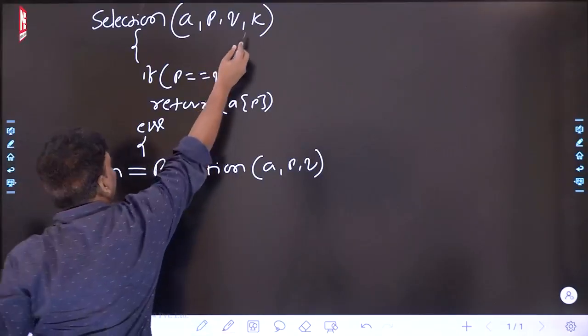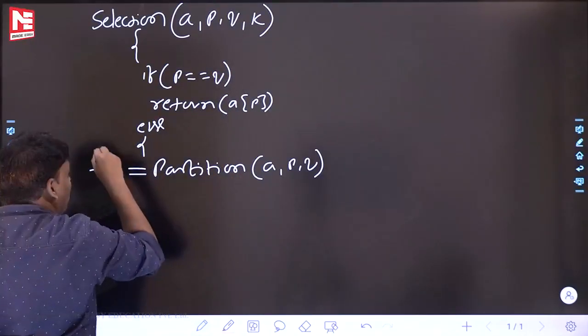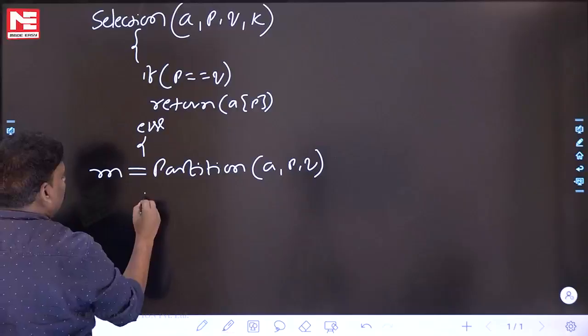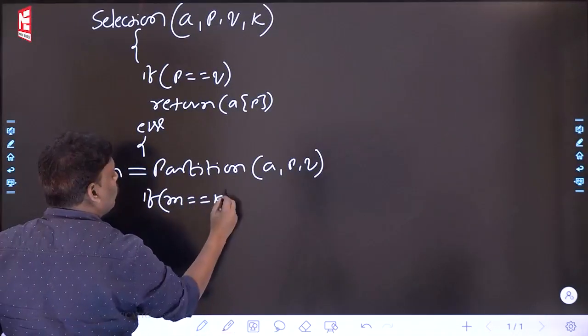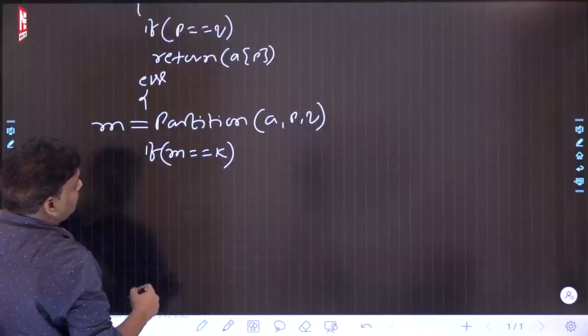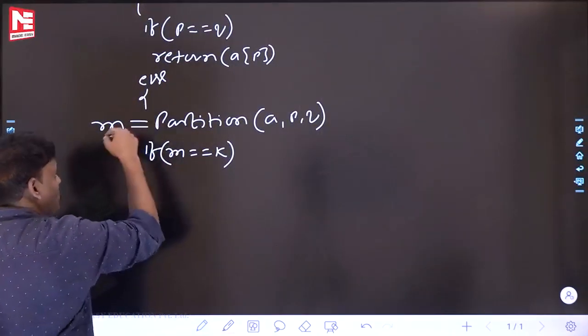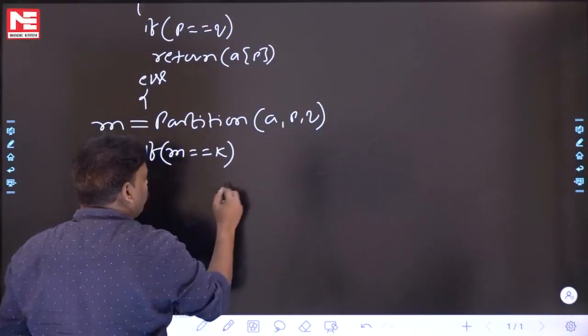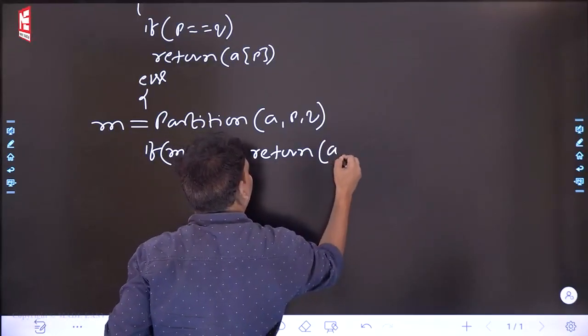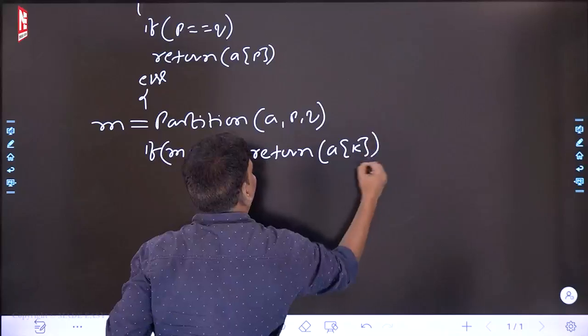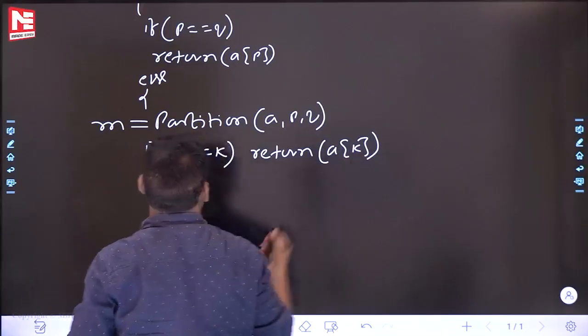But I want the kth smallest element. He is saying that I know the mth smallest element. Then check, if you are lucky, it will happen. Check whether m is equal to k. I want the kth smallest element, you are saying you know the mth smallest element, so please verify both are equal. If true, what is the answer? Return A of m, or A of k, since you want the kth smallest element, in terms of k I am writing.